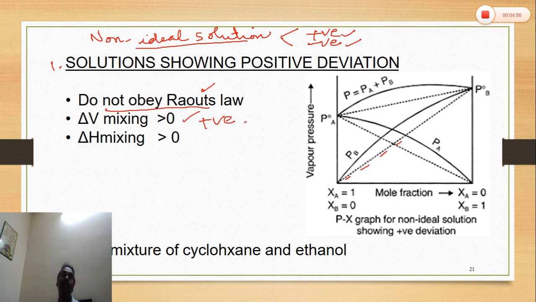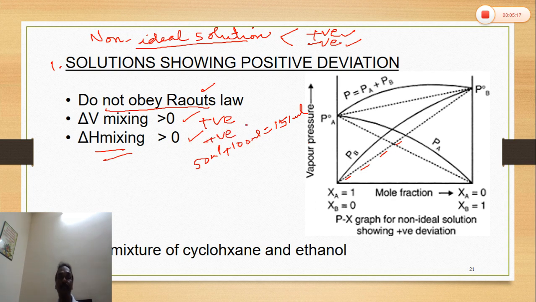That is, there will be some expansion of volume. Suppose 50 ml of a solute and 100 ml of a solvent are mixed, the result may be 151 ml. That is some expansion taking place there. And similarly, delta H mixing is greater than 0. Delta H mixing is also positive.